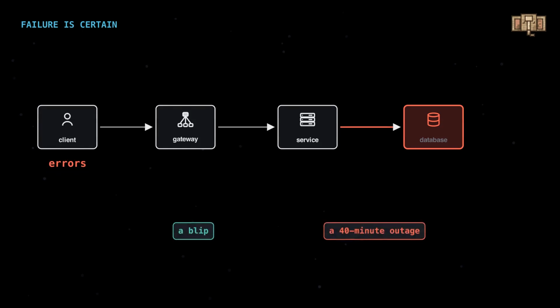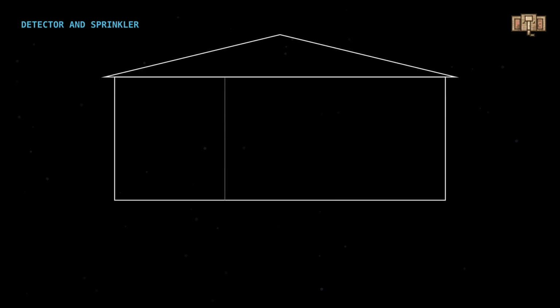So here's the question. In one design, those 3 seconds heal themselves. In another, the same 3 seconds snowball into a 40-minute outage. What separates the two? Failure is certain. The outage is optional.